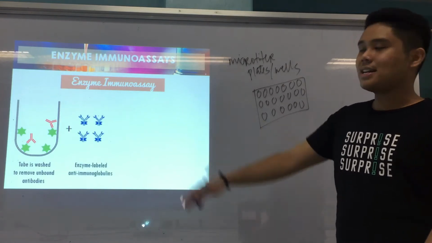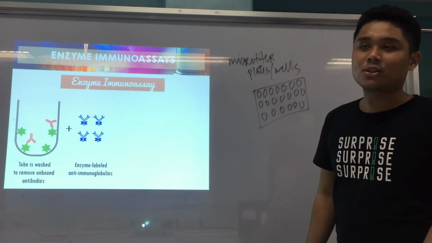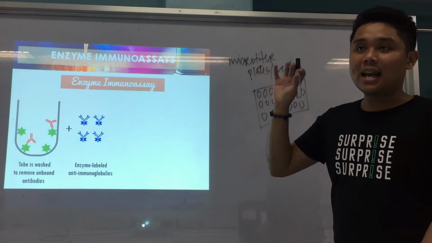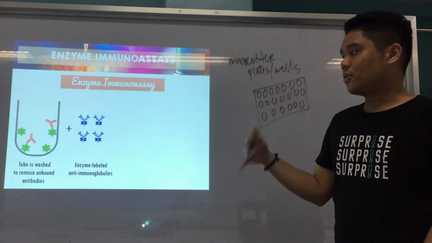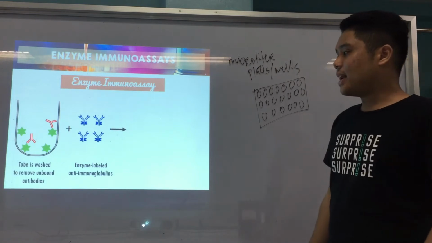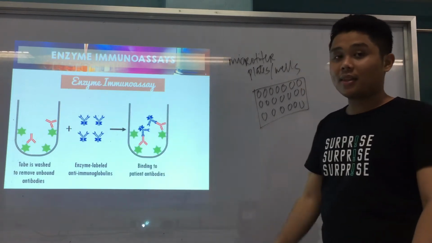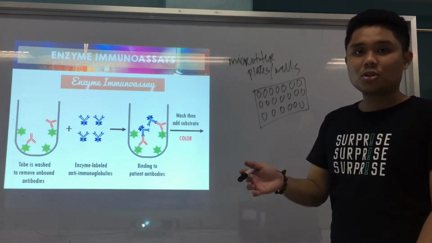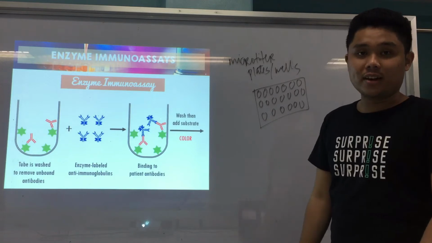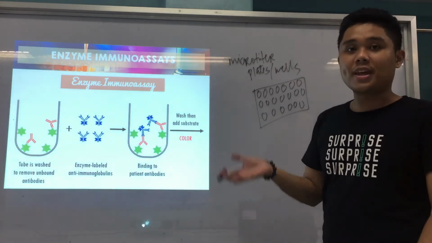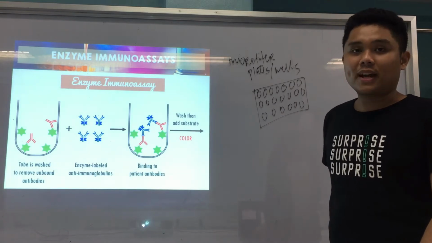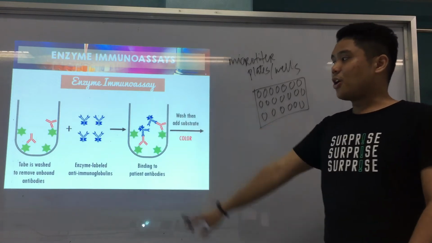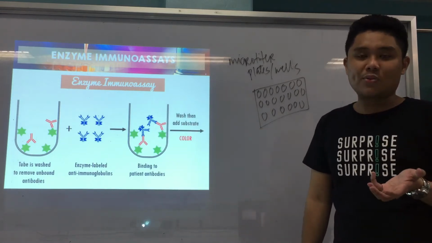You then add your enzyme-labeled anti-immunoglobulin. So again, it's an antibody against an antibody, but it has an enzyme label attached to it. These enzyme labels will then attach to the antibodies in the immune complexes. And once you add the substrate, you then examine for color. The intensity of the color is proportional to the amount of antigen-antibody complex or the antibody concentration. So this is one of the formats of enzyme immunoassays.